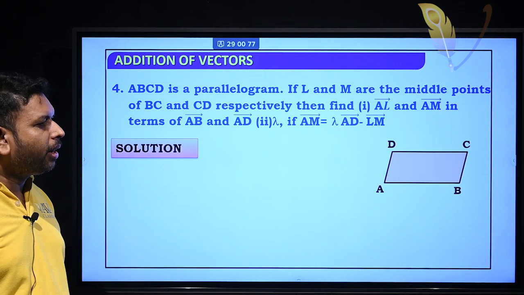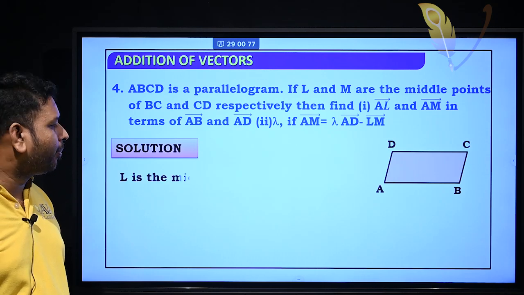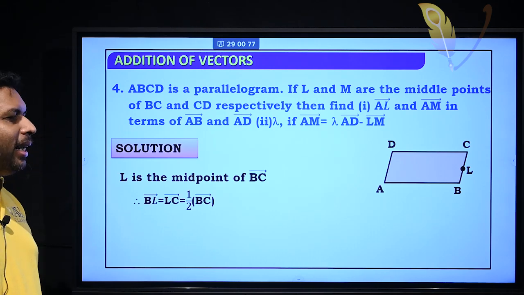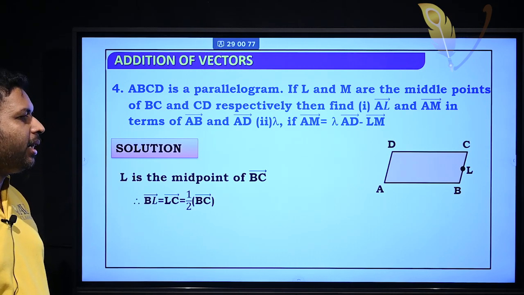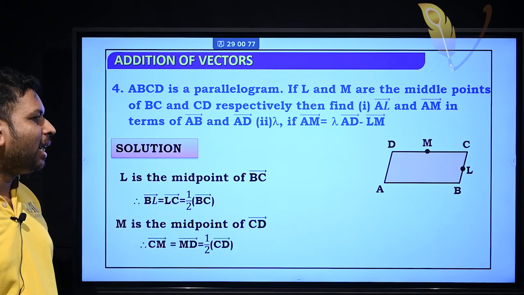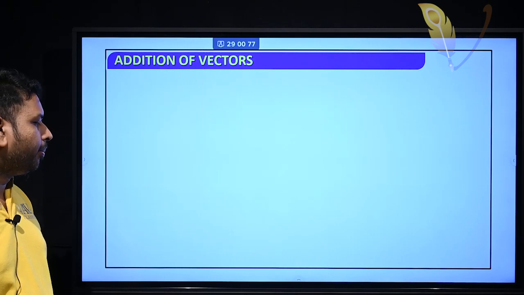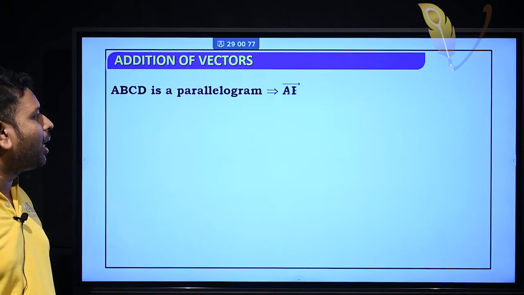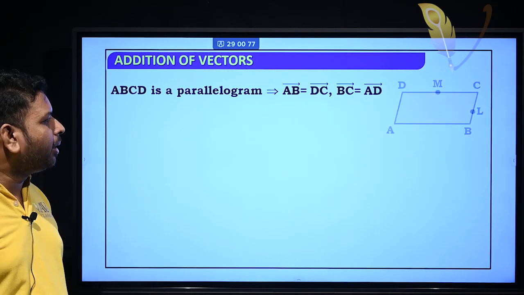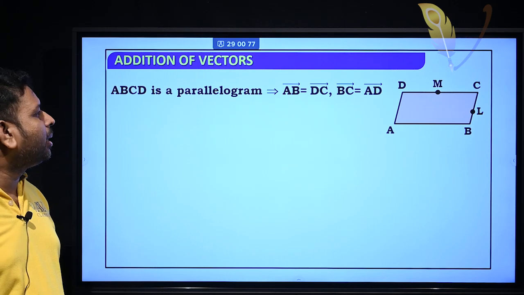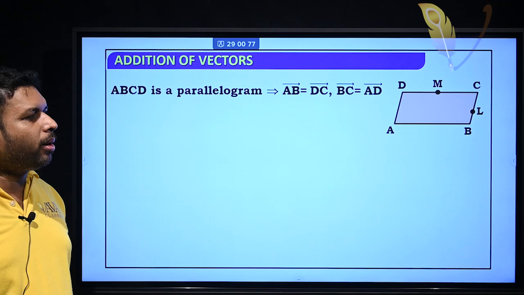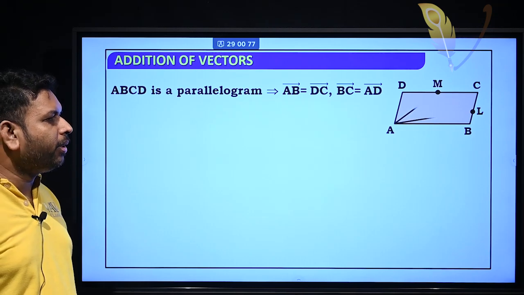Solution. Here ABCD is the parallelogram. L is the midpoint of BC, so BL = LC = half BC. M is the midpoint of CD, so CM = DM = half CD. ABCD is a parallelogram, that implies AB = DC, BC = AD. M is the midpoint of DC, L is the midpoint of BC.